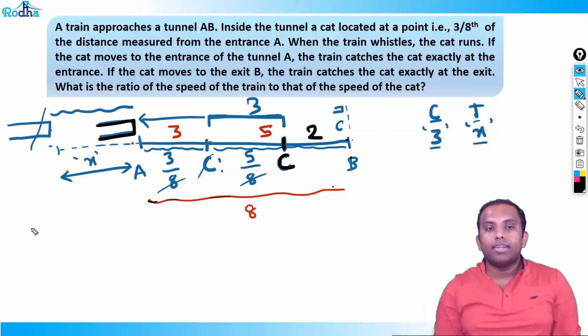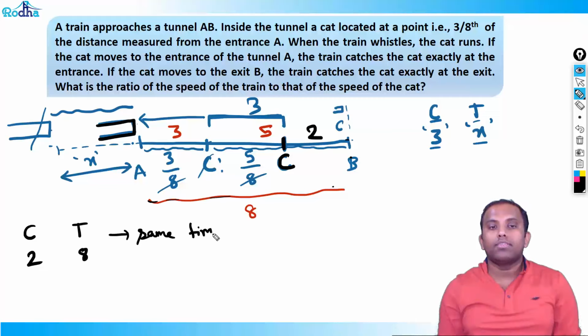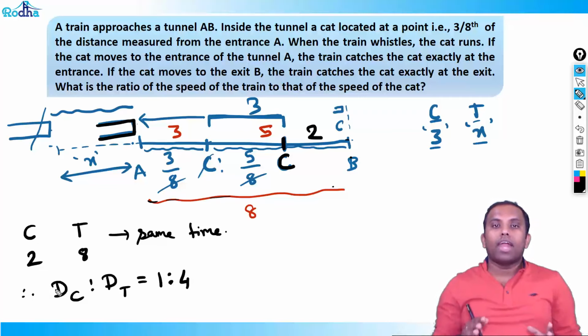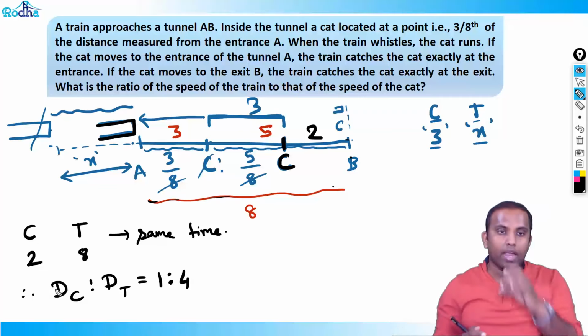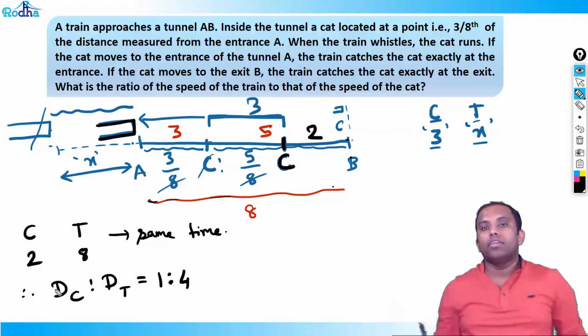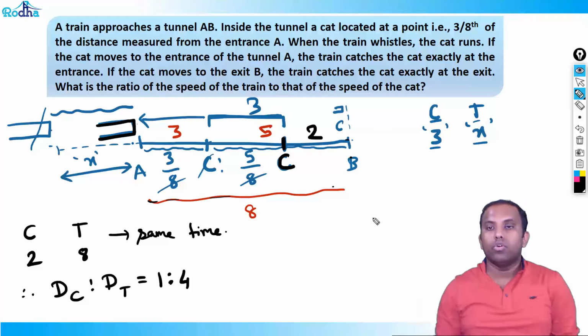That means in the time when cat runs 2 units, train runs 8 units. In the same time, cat runs 2 units and train runs 8 units, right? Therefore, distance of cat to distance of train, what is the ratio? 1:4. Cat traveled 2 units, train traveled 8 units, right? Distance of cat to distance of train, what is the ratio? 1:4.